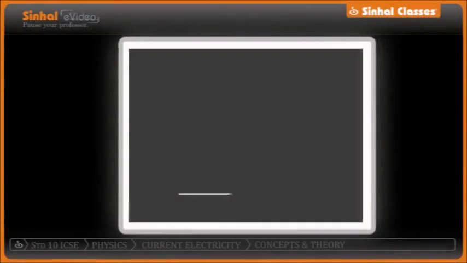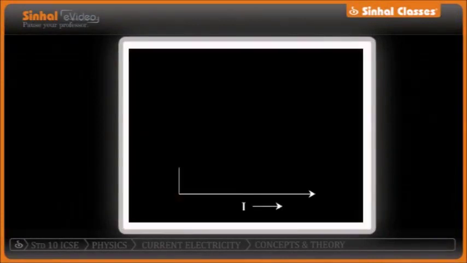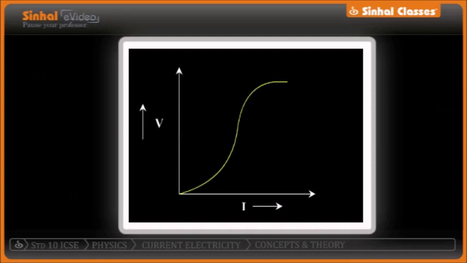What about the non-ohmic conductors? If I plot a graph again of V versus I, I get a characteristic curve which is similar to your ogive curve in statistics. It's an elongated S, meaning thereby if I have to take the slope at any point, I draw a tangent to that particular curve.